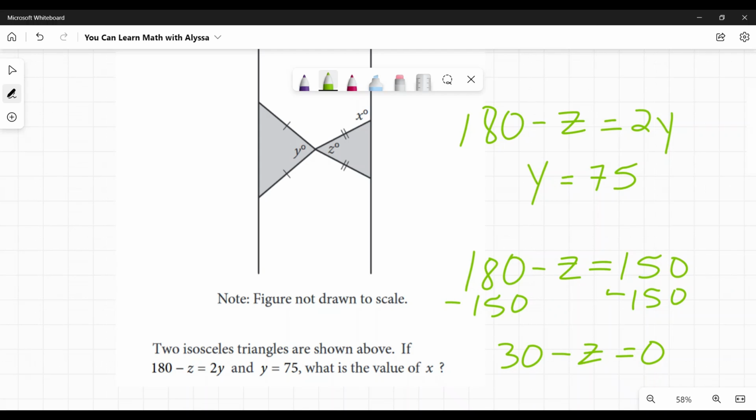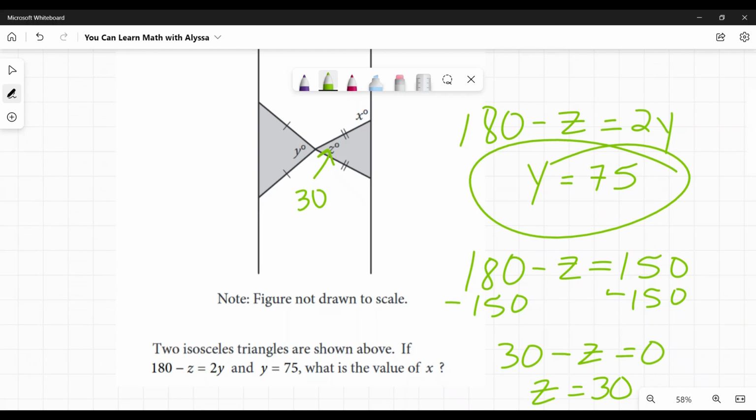So 30 minus what equals 0? 30. I can go through all the algebra steps, but that one, you just want to think about that. 30 minus what would equal 0? 30, right? So z equals 30. Okay, so now I know right there, this is 30. At this point, the fact that y is in an isosceles triangle is irrelevant. It doesn't matter at all. All you needed that y for was to tell you it was 75 and then to plug it into that number. That's it. You don't need it anymore.